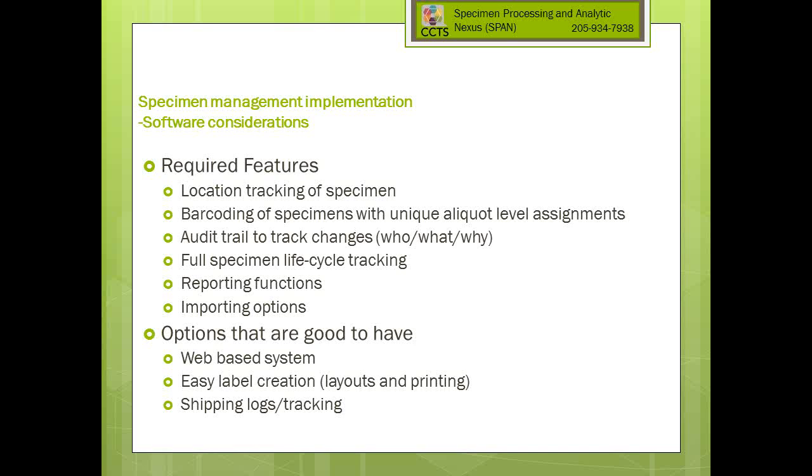You have to be able to track your specimen. When was it collected? Where was it collected? Where did it come from? Again, I would advocate that samples need to be barcoded with every aliquot assigned a unique ID, so you know exactly what that aliquot is, where it came from, and where it went. You need an audit trail on all your specimens, so you know what happened, who did it, what happened to it, and why. It has to have full specimen life cycle tracking.